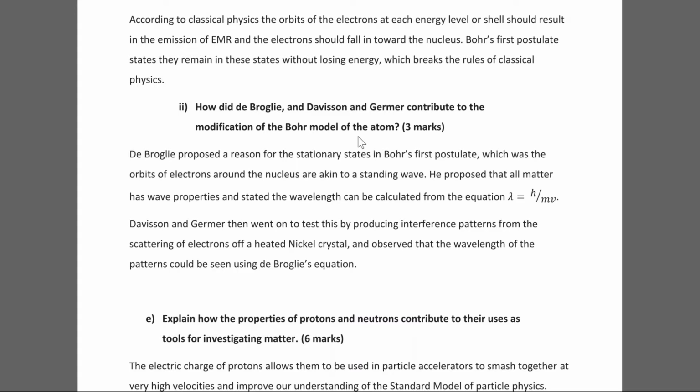And then Davisson and Germer went on to test this by producing interference patterns from the scattering of electrons off a heated nickel crystal, and observed that the wavelength of the patterns could be seen using de Broglie's equation. Awesome. So, the way it works, if we want to think about it, Bohr came up with his postulates, but couldn't explain the first one. Couldn't explain why it happened.